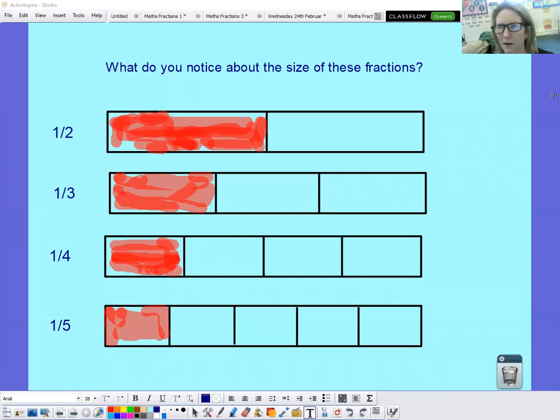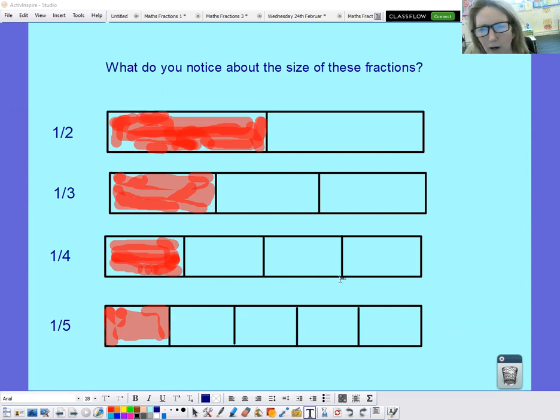So we're going to start with a little exercise looking at a number of different fractions. I want you to have a look and think about what is happening to the size of these fractions. The first one at the top, in the first bar chart, we've got a half, because we've got two equal parts with one of them shaded. In the one below, a third is shaded. We've got three equal parts, the denominator is 3, and just one of them is shaded. So we've got 1/3.